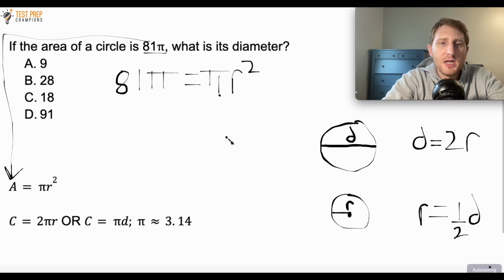And what I can see here is that since I've got pi on both sides of the equal sign, I can actually just cancel it out, which would just give me 81 equals r squared. Now, this is a very common scenario where test takers run into trouble. Where people run into trouble here is they'll see something like this and they'll say 81 is r squared, how do I get r? Well, I get r by squaring 81.